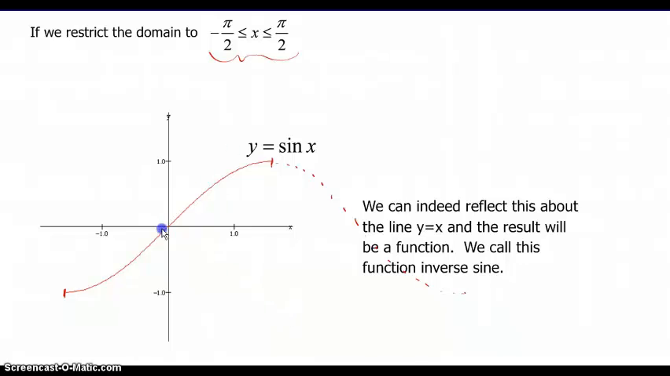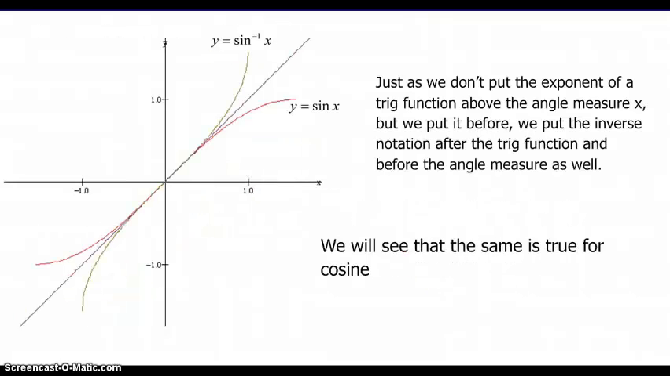And we can reflect this in the plane over the line y equals x, and the result will be a function. It will pass the vertical line test. So that's what I've done here. Here's the parent function with a domain restricted to negative pi over 2 to positive pi over 2 for the sine function, and we can see here's what sine inverse looks like, and it does indeed pass the vertical line test.